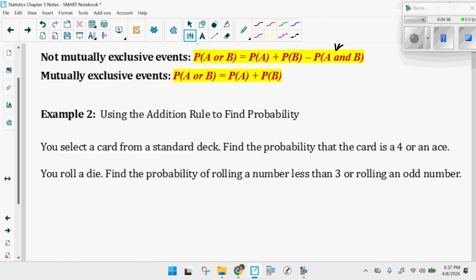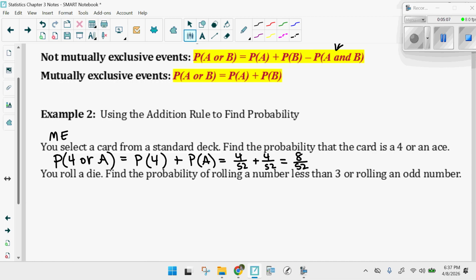So we select one card from a standard deck. Find the probability that the card is a 4 or an 8. So finding the probability of a 4 or an 8. So these two things cannot happen at the same time, so these are mutually exclusive. So I'm going to simply just add up the probability of getting a 4 plus the probability of getting an 8, which is going to be 4 out of 52, plus another 4 out of 52, which is equal to 8 out of 52. And that would end up being about 15%.